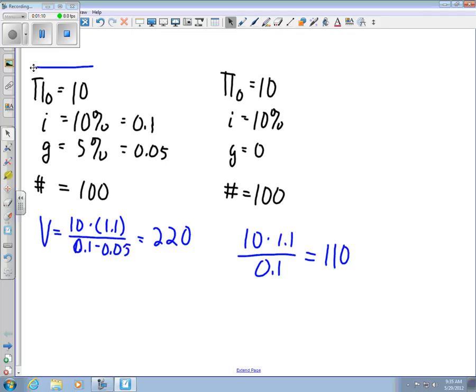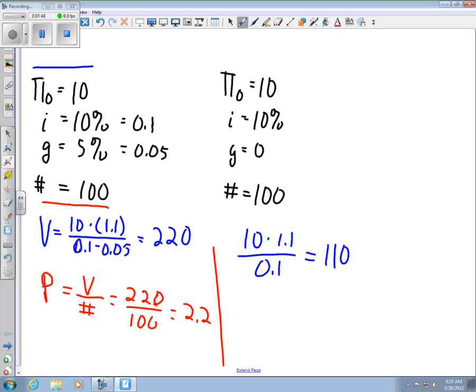Now the value of the firm should be reflected somehow in the price. So if you have 100 shares outstanding, that is, 100 people own equal claims on the profits of this firm across time, then what we should expect for the price of the firm, or P, is the value divided by the number of equal claims, which is 220 divided by 100, or 2.2.